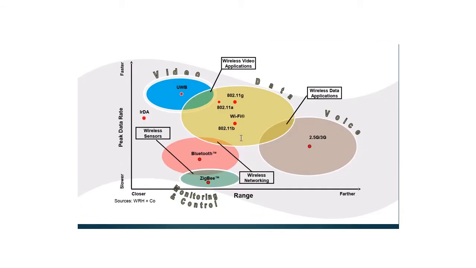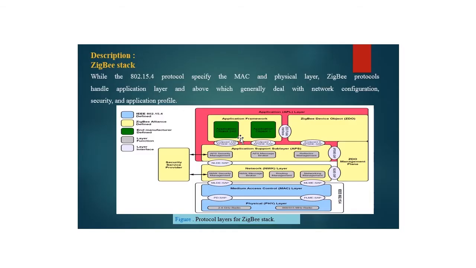Here we show the difference between the four types of transmission media: Wi-Fi, ultra wideband, Bluetooth, and the Zigbee stack. This is the difference between the data bit rate and the distance of transmission. The Zigbee stack: while the 802.15.4 protocol specifies the MAC and physical layers, the ZigBee protocol handles the application layer above, which generally deals with the network. This is the structure of layers for a ZigBee stack: physical layer, application layer, communication layer, interference layer, security layer.